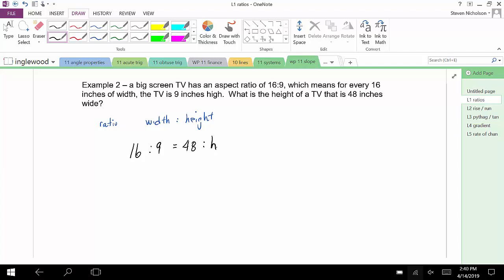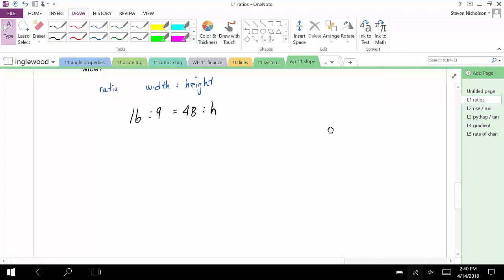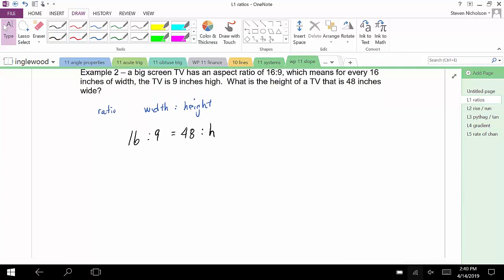It's set up technically as a proportion, but there might be an easier way for us to work through it, and the easier way is to express this proportion as fractions. And when we do that, we're simply going to look at the width to height ratio in a different way. Instead of side by side, we're going to look at it top to bottom. And now we can go ahead and solve this equation.